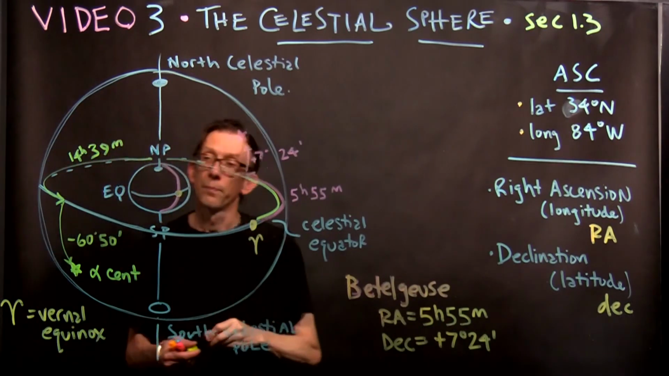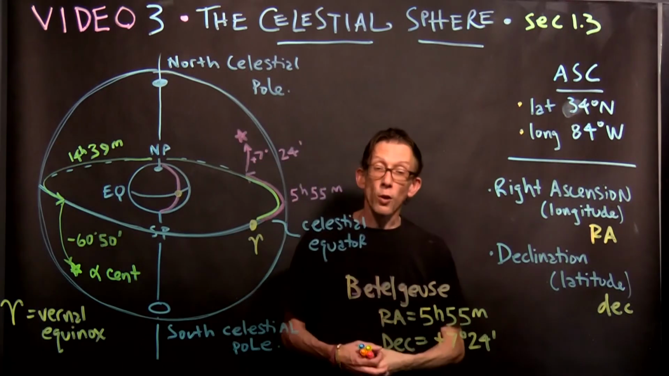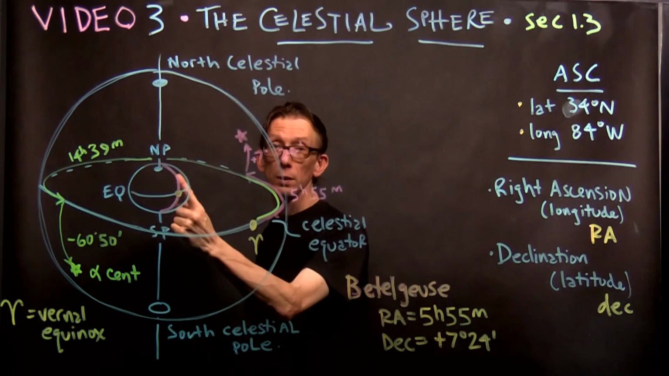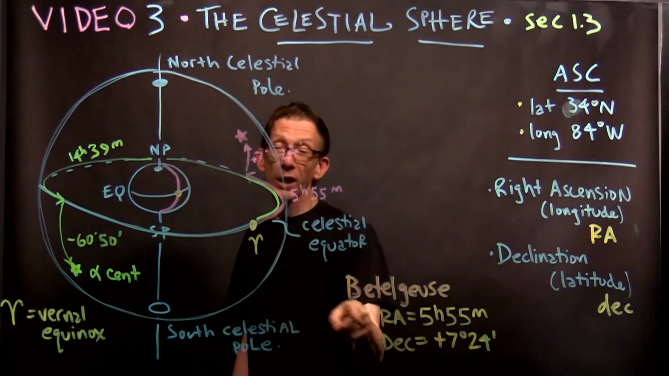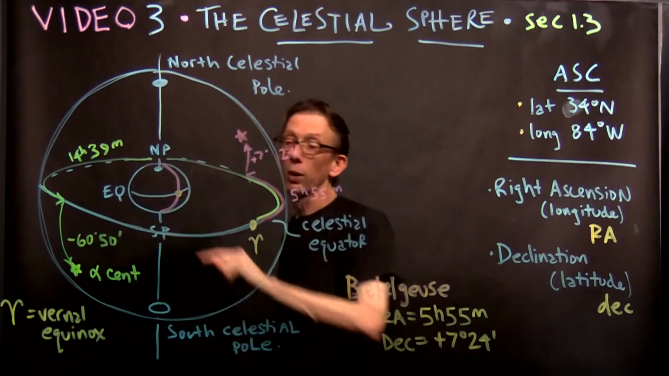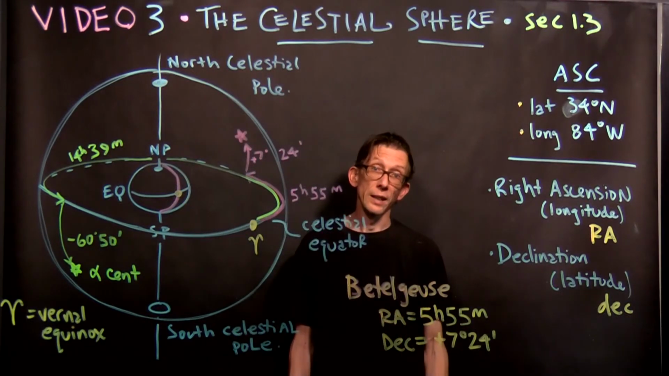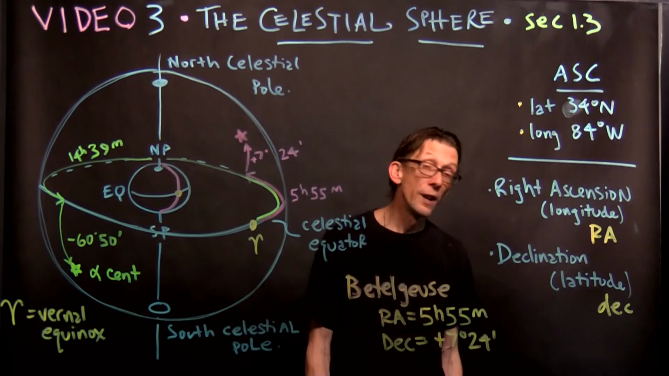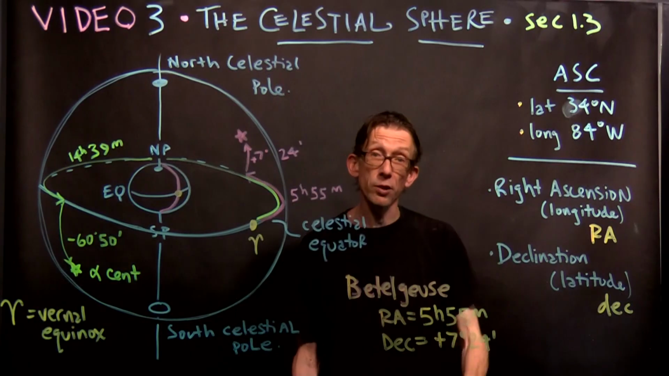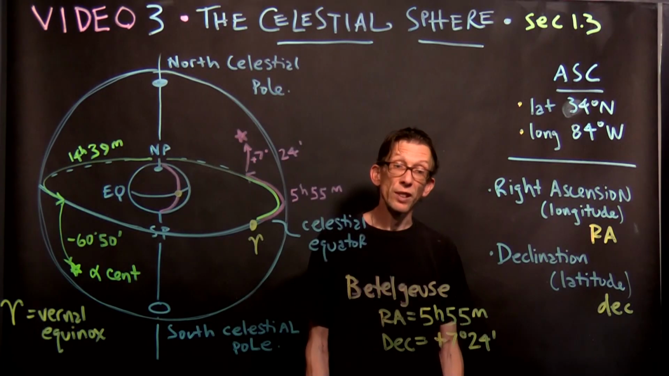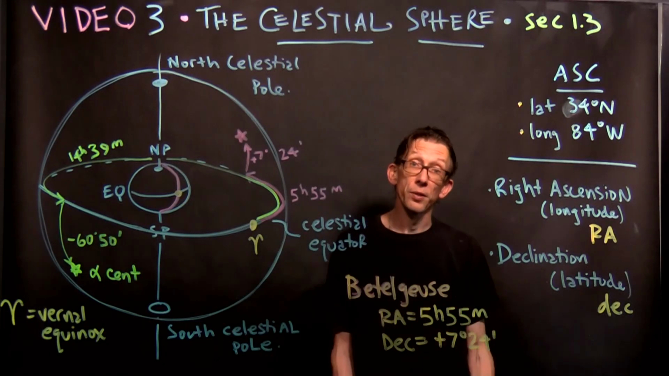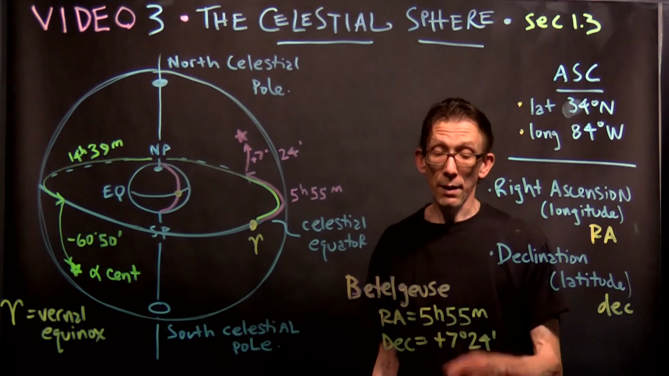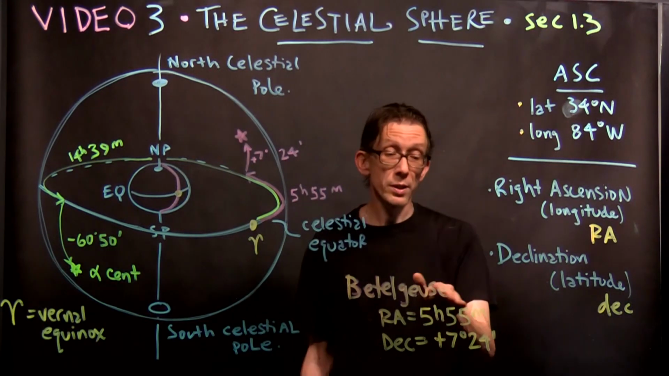50 arc minutes. So the right ascension tells you how far around the celestial equator you have to go to get to that star, and then the declination tells you how far above or below the celestial equator you have to go to get to that star. The idea is exactly the same as latitude and longitude, just with a different name, right ascension, declination, and with different units for right ascension. It's in hours and minutes, not arc minutes.